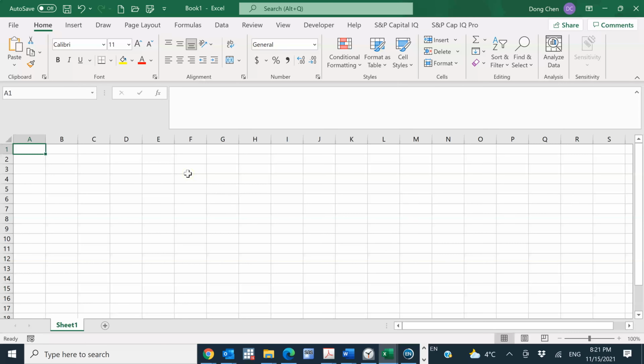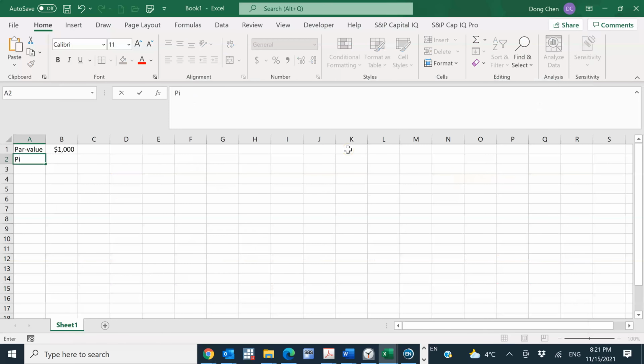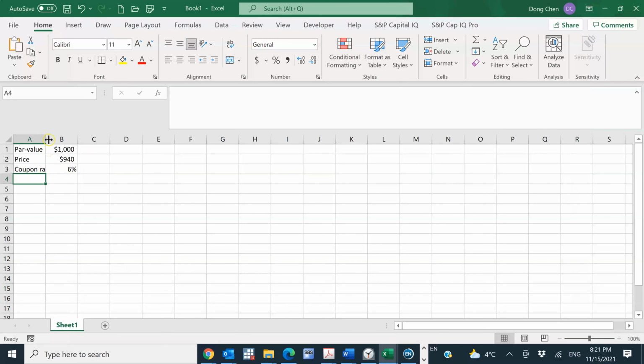Okay, the par value is like the future value, right? Because the par value will be paid when the bond matures. So that is $1,000. And the price is 940. And the coupon rate is 6%. Here it doesn't mention whether the coupon is paid annually or semi-annually, so we can just assume this is an annual coupon payment.